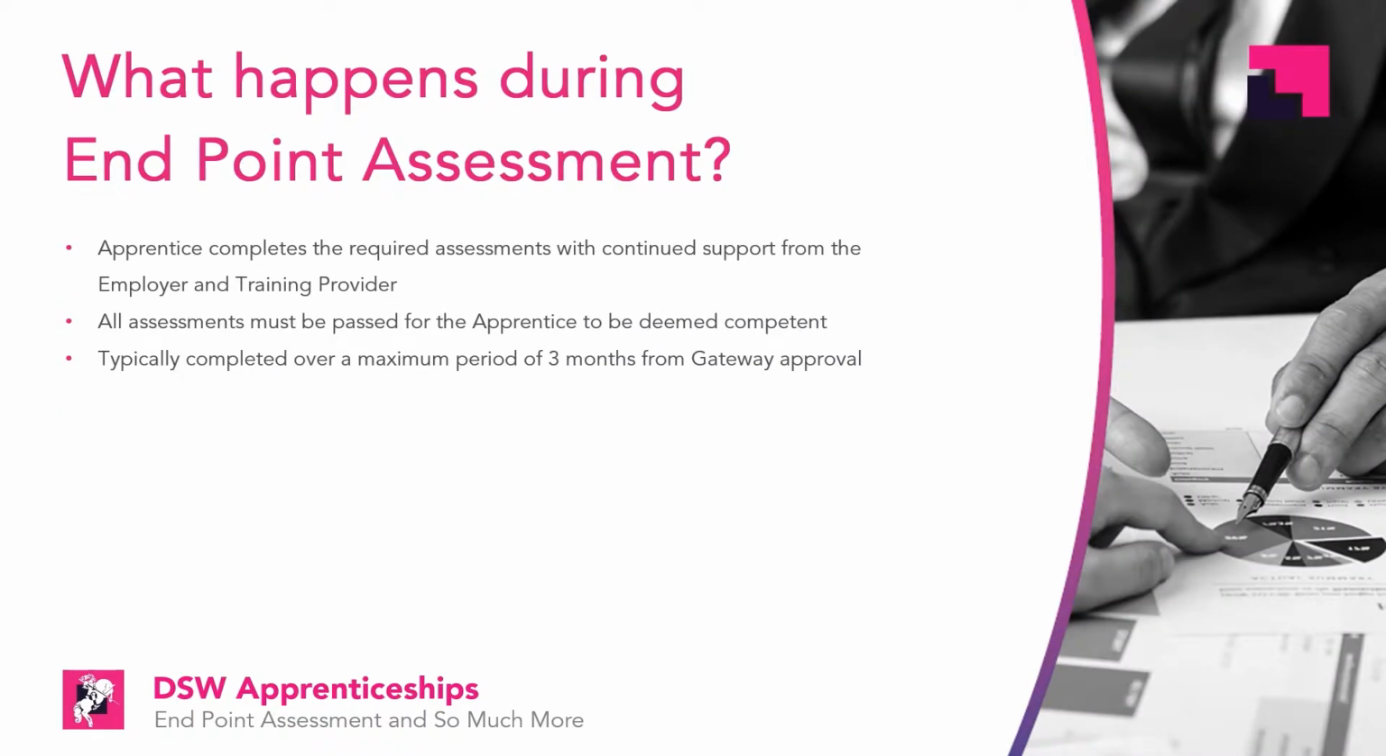What happens during endpoint assessment? The apprentice completes the assessments detailed in the assessment plan. There is still an expectation that the apprenticeship training provider will support apprentices throughout the endpoint assessment period. This is to ensure that they're familiar with what's to come and so mock exams can be completed with them. In order to pass and be deemed competent, the apprentice must pass all of the assessments. This typically happens over a period of 3 months from the point they are approved for Gateway.